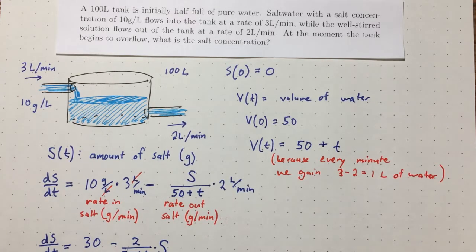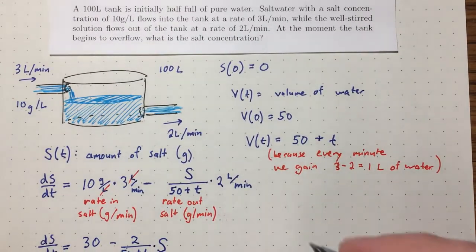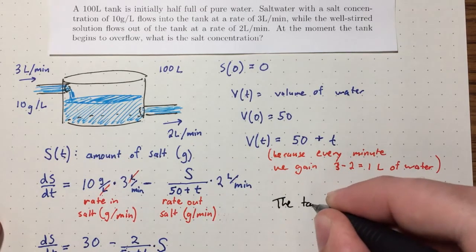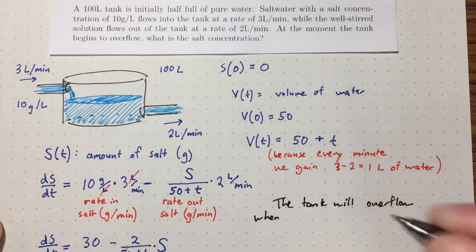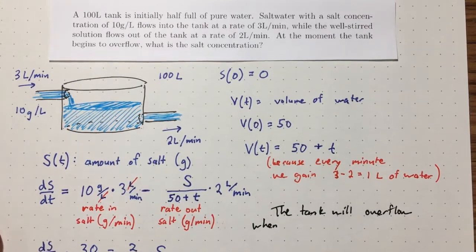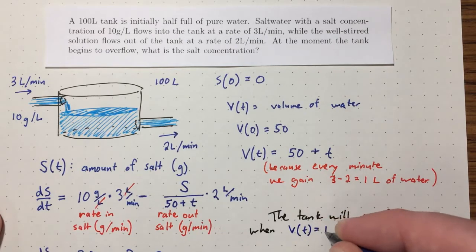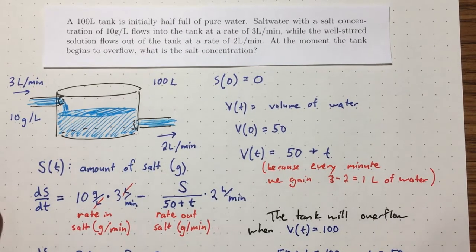I guess we should figure out one more thing. At the moment the tank begins to overflow, what is that moment? Well, the tank will overflow when the volume is equal to 100, because that's the capacity of the tank. So when V of t equals 100, we set 50 plus t equal to 100, and we get t is 50. So this is when the tank will overflow, at 50 minutes.